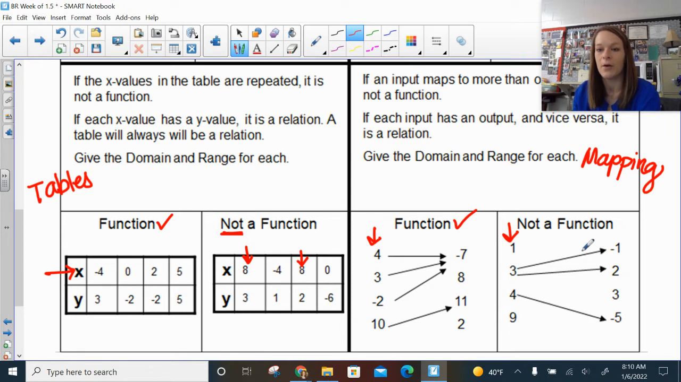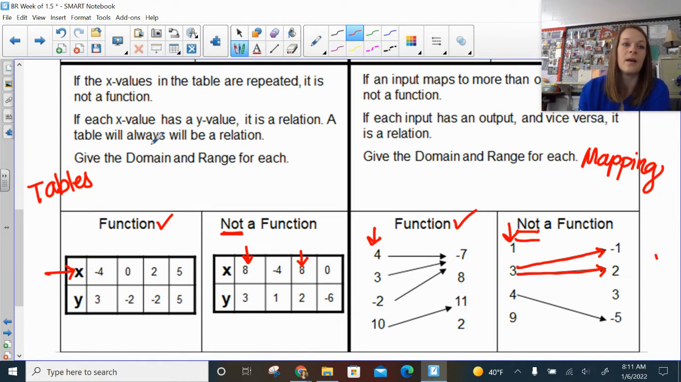And then over here, 1, 3, 4, 9. The 3 here, notice it goes to the -1 and it goes to the 2. Because it has two different outputs, it is not a function. Okay, so that's the basics of figuring out if something is a function or not. You focus on the x values.